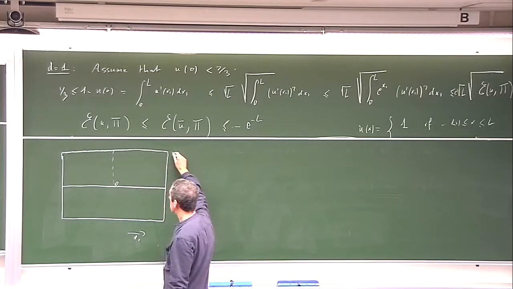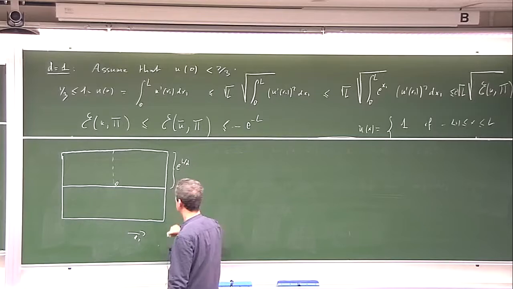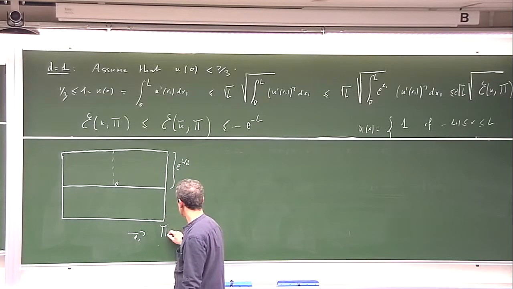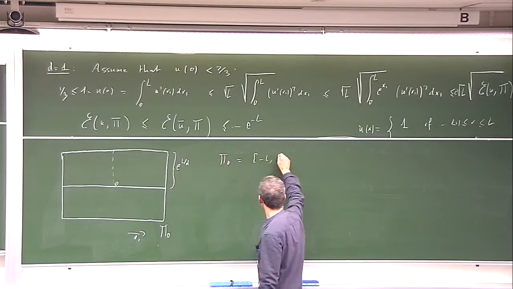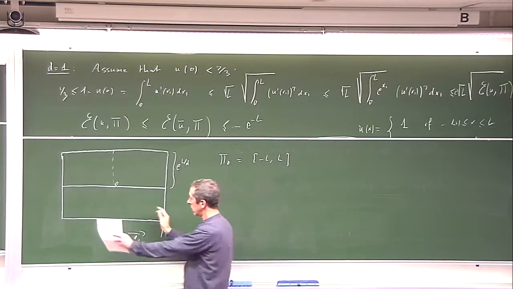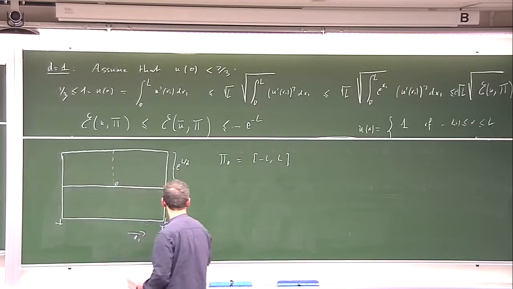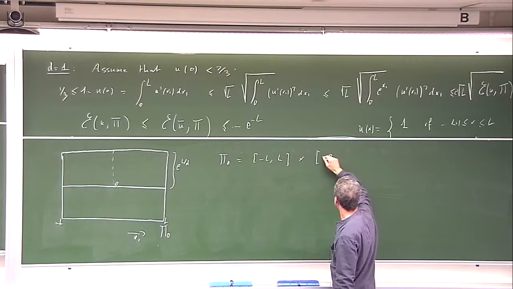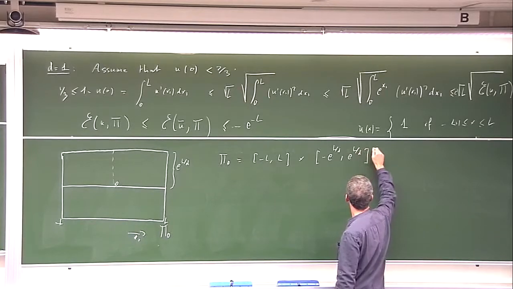We start in a box of side length exponential L to the d. And this box, I call it pi 0. So pi 0 is the box minus L, L. So in the box here, the first component is minus L, and here it's L. So cross something like minus exponential L to the d, exponential L to the d, to the d minus 1.